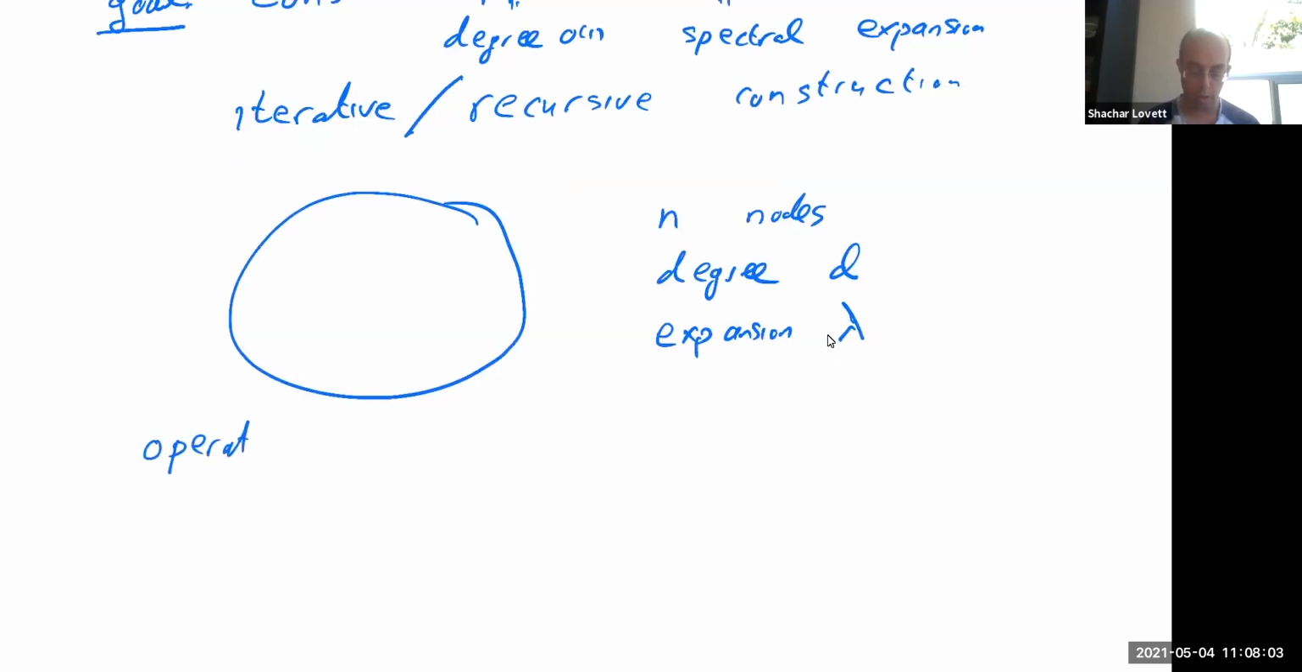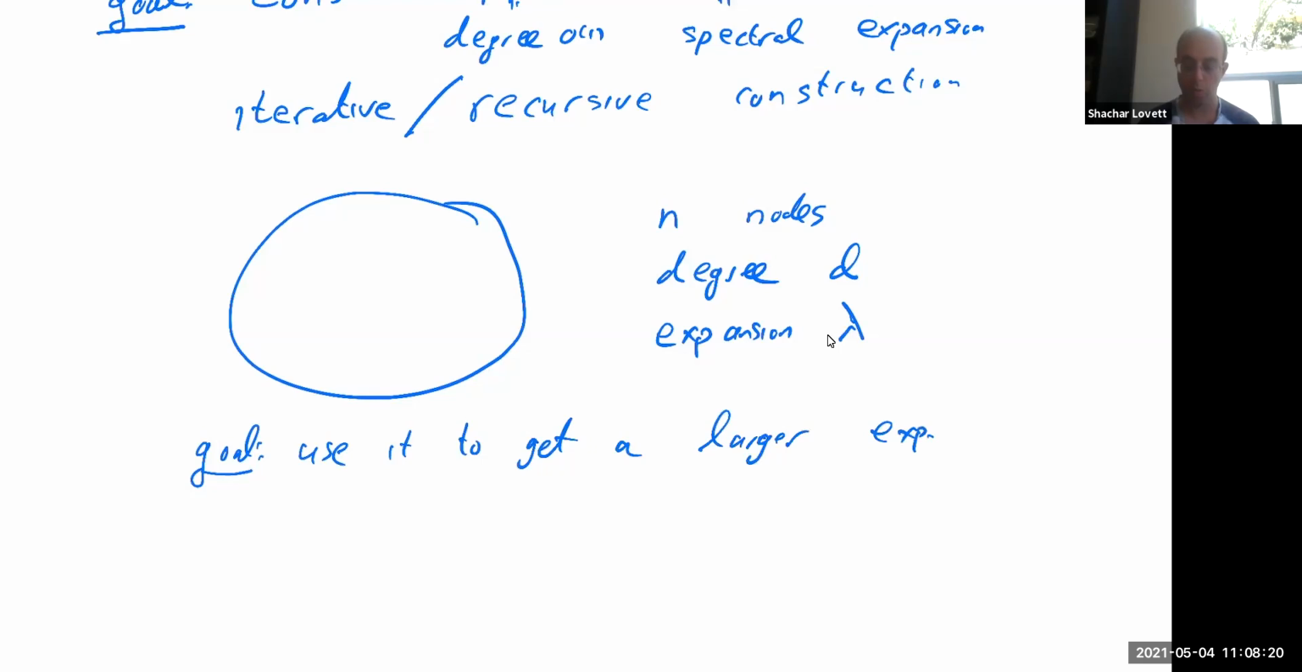Okay, and the goal is somehow to expand it, right? The goal will be to use it to get a larger expander. Maybe with not the same D and lambda ideally, but on more nodes. And before doing that, I want to see what we know about expanders to begin with.